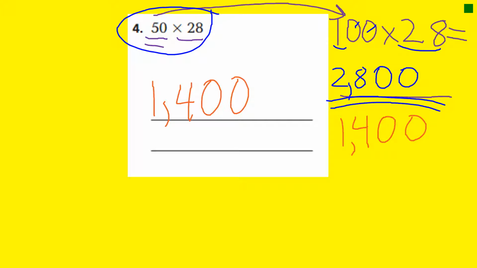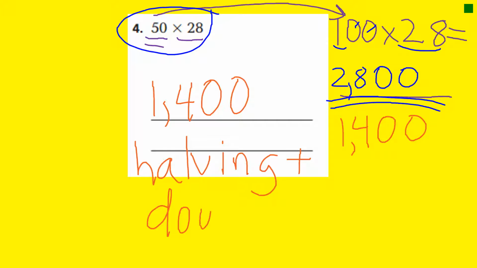But it's good to see that math and numbers have some fluidity and that you can think about them in lots of different ways. So the strategy we used here, halving and doubling. Okay? And we actually doubled first, and then we halved the answer.